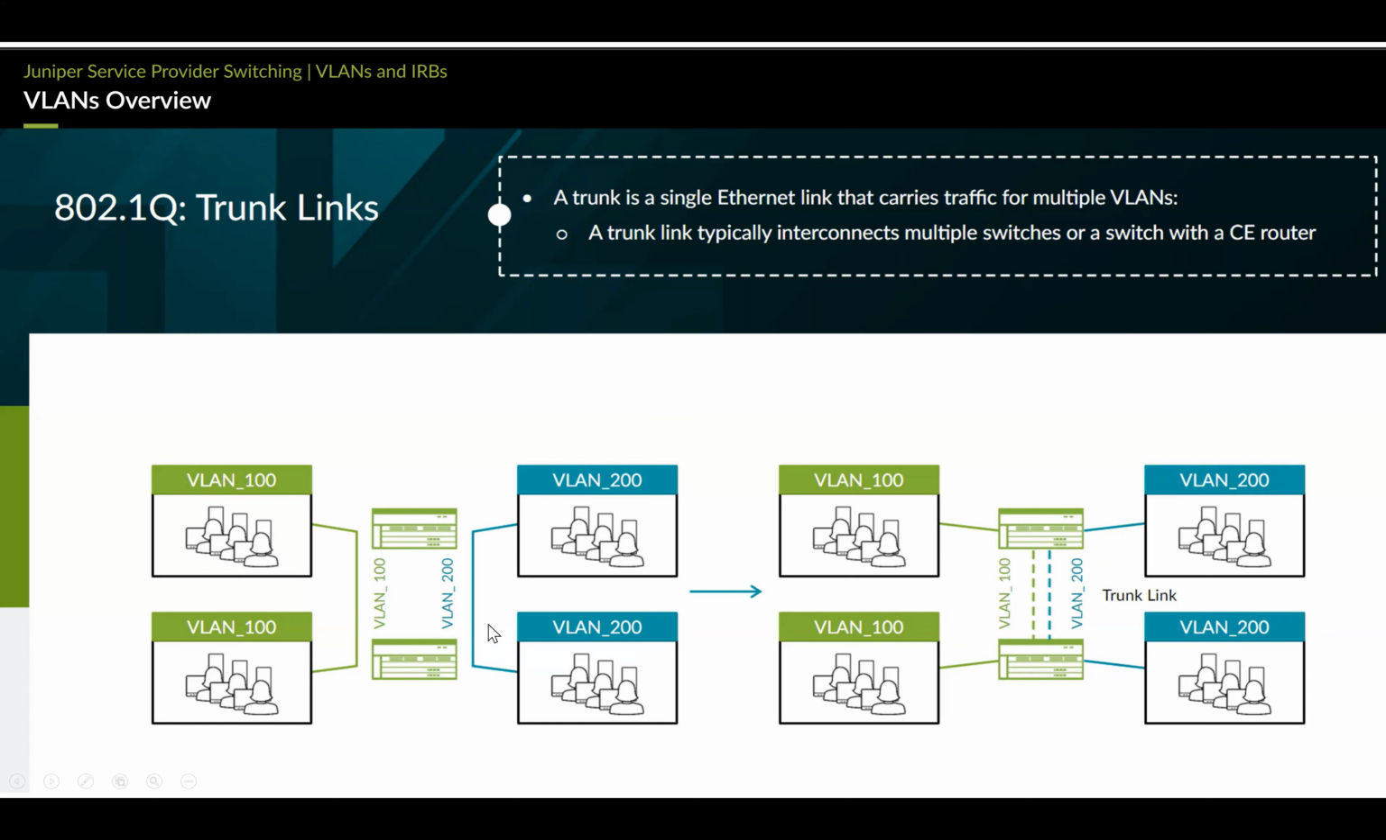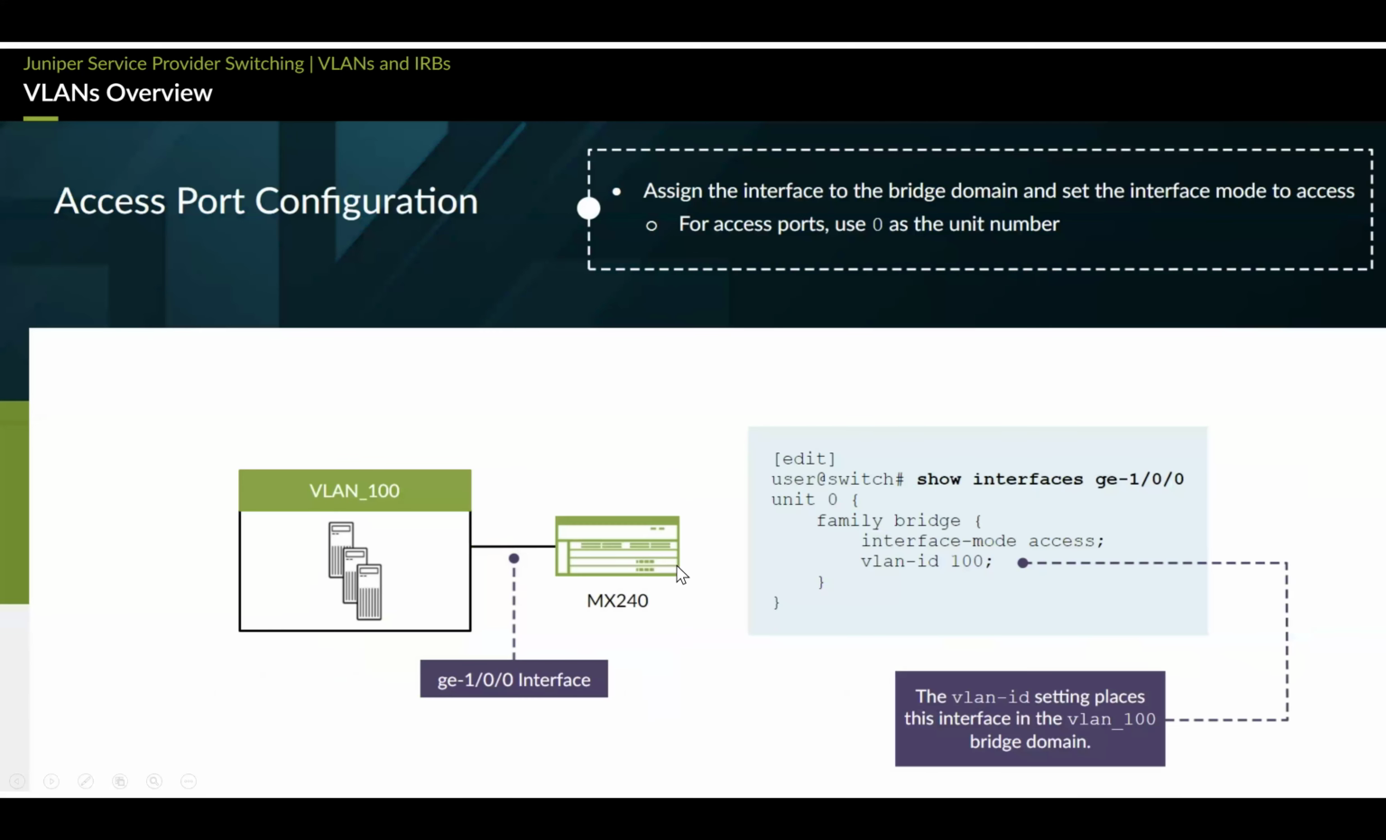If I configure a single port as a trunk, you can just allow those VLANs which you want. Multiple VLANs will travel from one port to another switch. Okay. So this is the configuration of an access port.